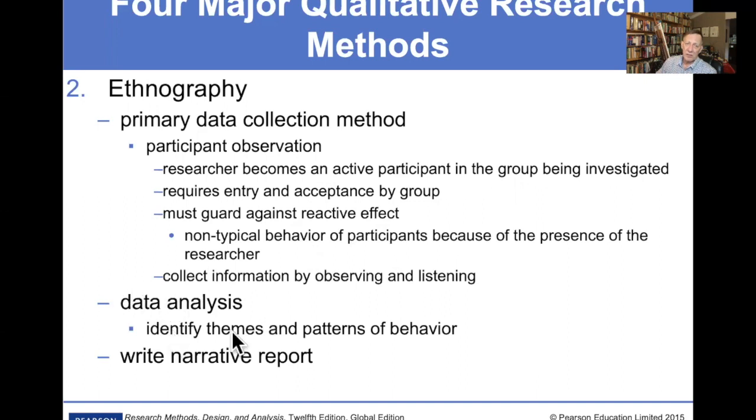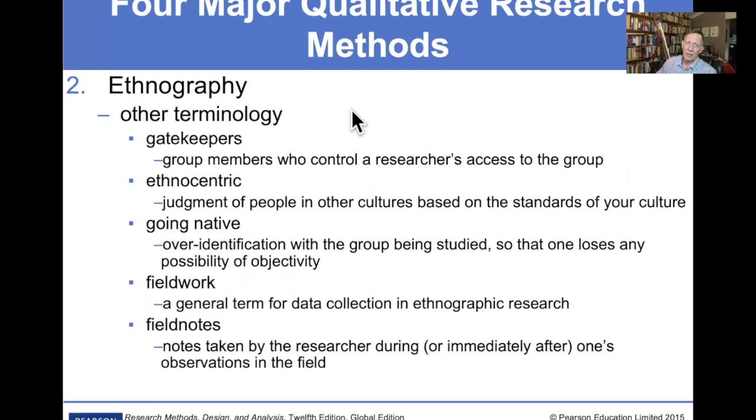Data analysis is usually by analysis of themes and patterns of behavior and writing a narrative report. There are other terms that you need to know. Gatekeepers are the group members who control the researcher's access to the group. So if I want to join the photography group, there will be gatekeepers. Ethnocentric means judgment of people in other cultures based on standards of your own culture. Then going native is over-identification with the group in studies, so that one loses any possibility of objectivity.